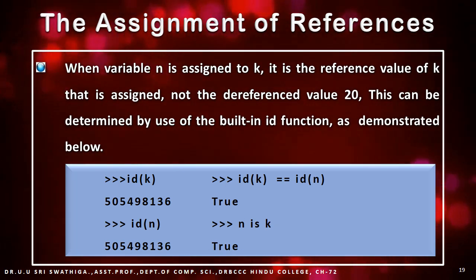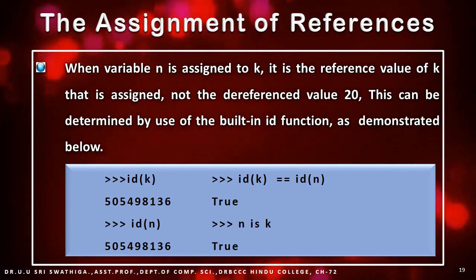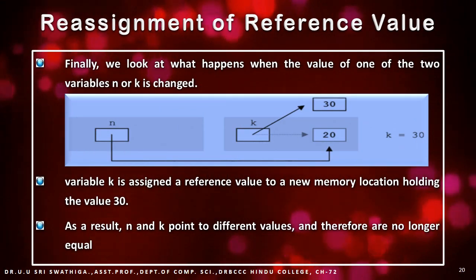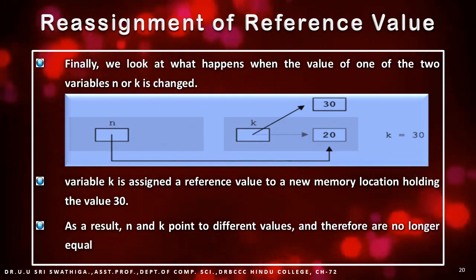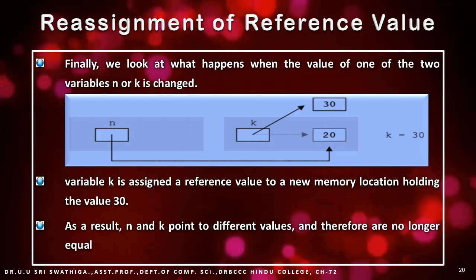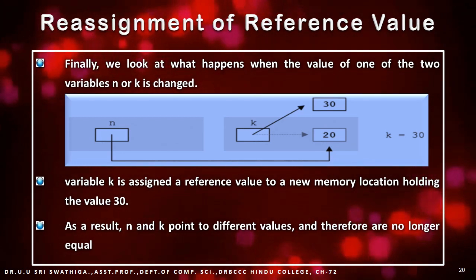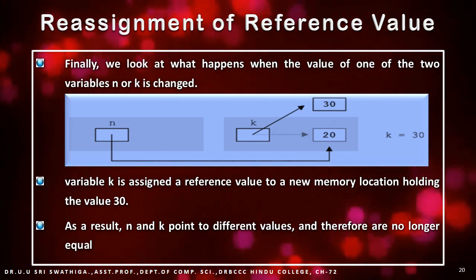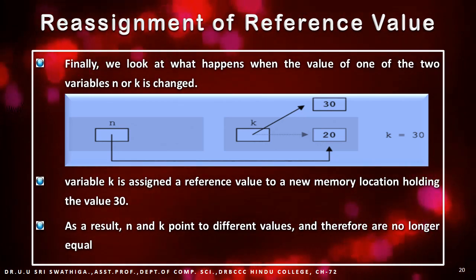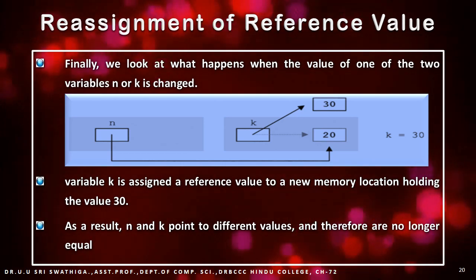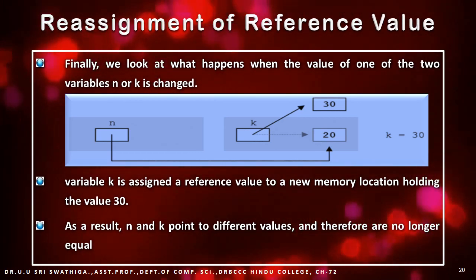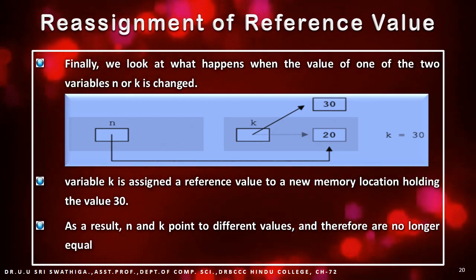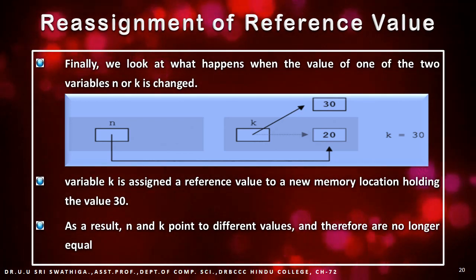This can be determined by use of the built-in id function, as demonstrated below. We must be aware of the fact, therefore, that when assigning variables referencing mutable values, such as lists, both variables reference the same list instance as well. We will discuss the implication of this next. Finally, we look at what happens when the value of one of the two variables n or k is changed, as depicted in the figure.